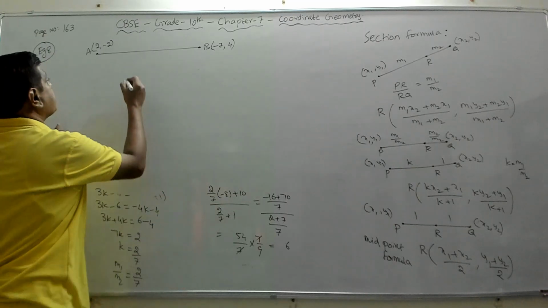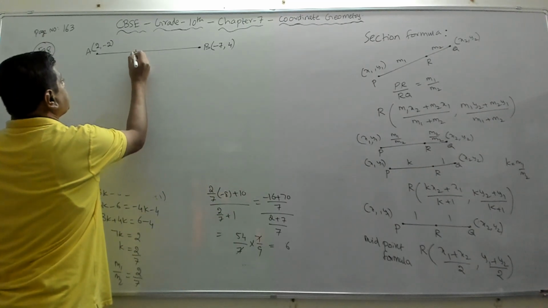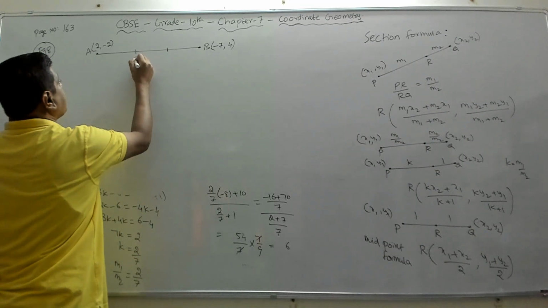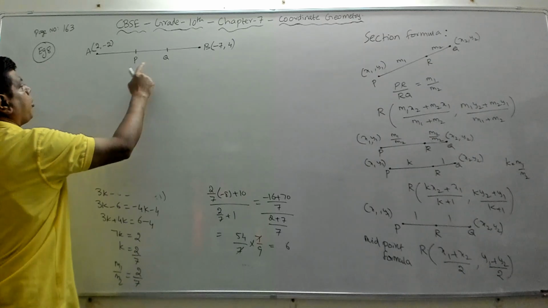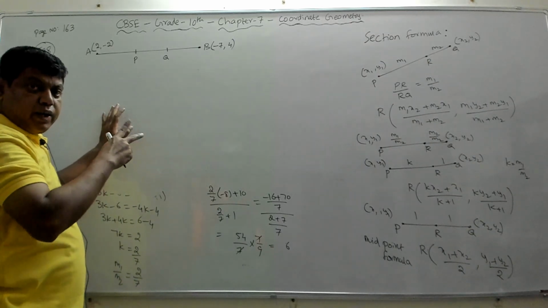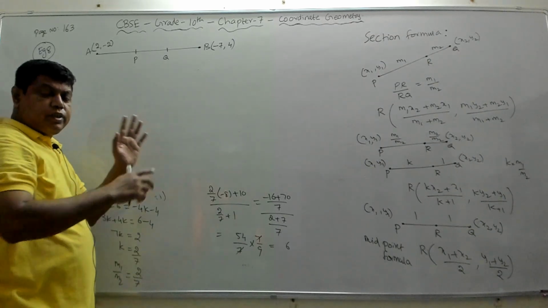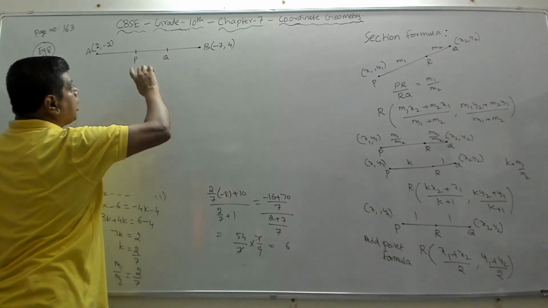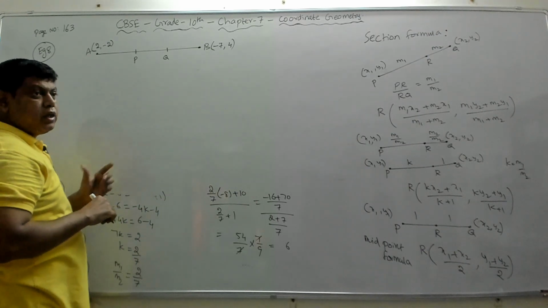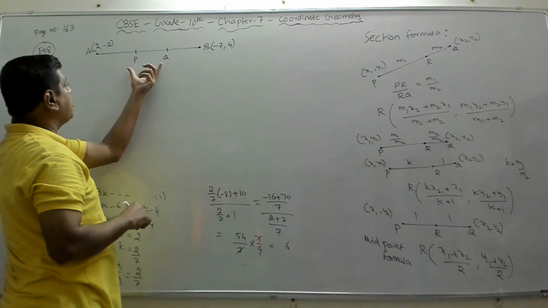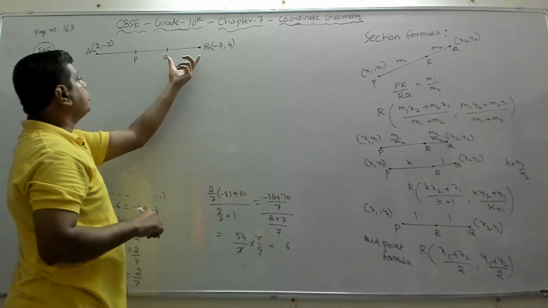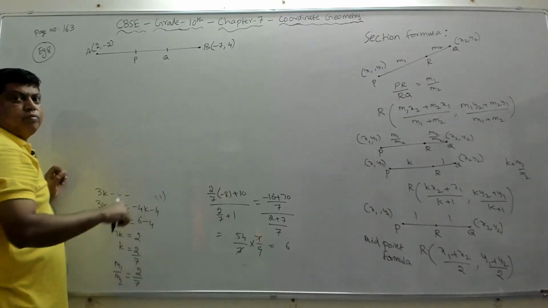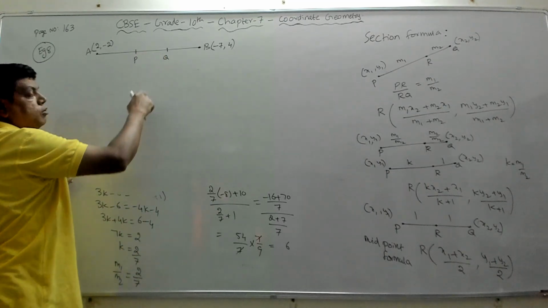So suppose this is the first piece and this is the second piece. This is point P, point Q. Now these 2 points have trisected AB, which means it has divided AB into 3 parts. This is the first part, this is the second part, this is the third part, and all are equal parts. AP is equal to PQ is equal to QB. Now we have to find the coordinates of P and of Q.